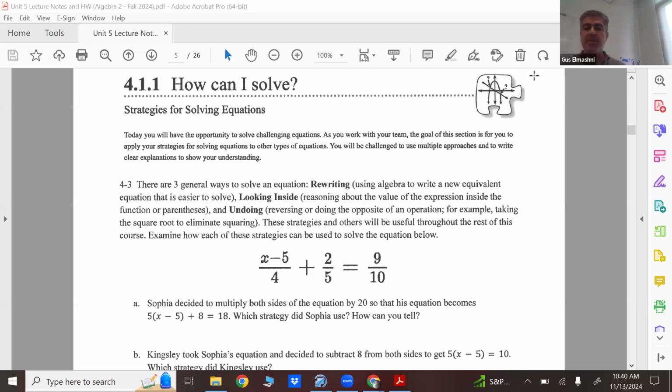So this unit is really heavy on solving equations and finding points of intersection. So a lot of different kinds of equations we'll be solving here. So let's read this little blurb here. There are 3 general ways, guys, quiet, to solve an equation.